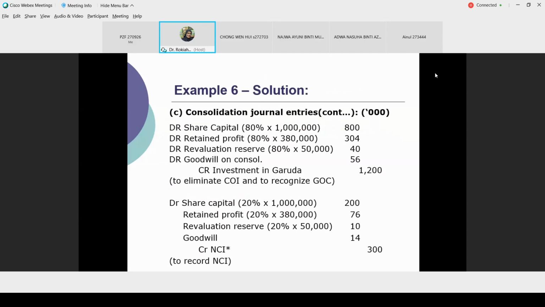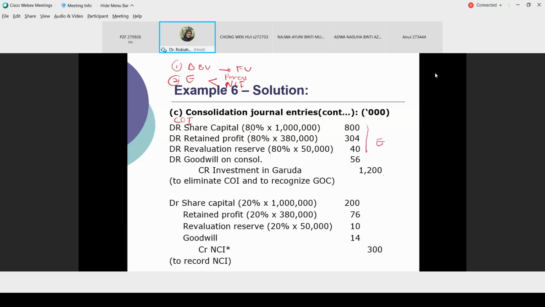The second journal entry is to eliminate. The first one was to record the changes in book value to fair value. The second journal entry is going to eliminate, both for the parent and also for the NCI. For the parent here, we're going to eliminate the COI. So we debit investment in Garuda at the price of 1.2 million. Credit investment, debit share capital. The ones that you debit here are all your equity.